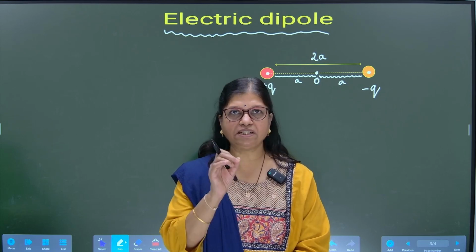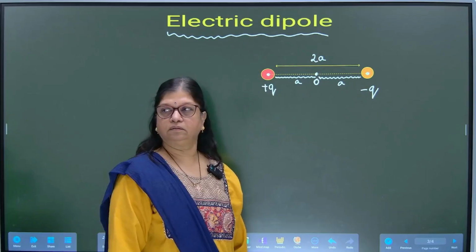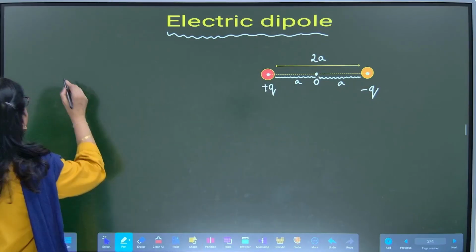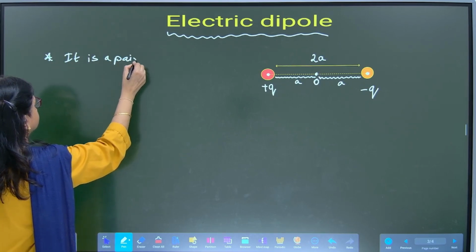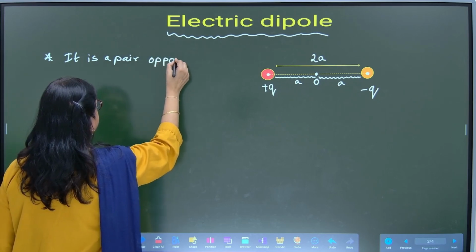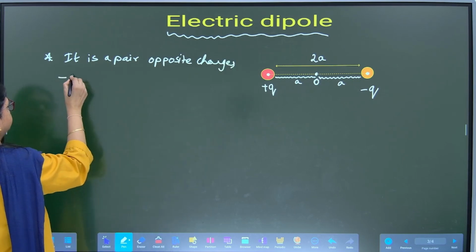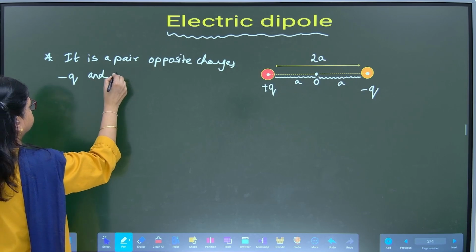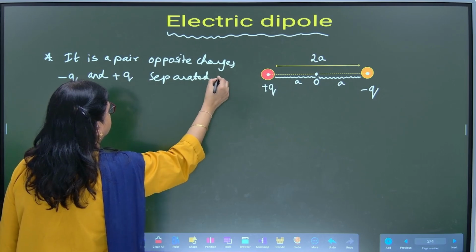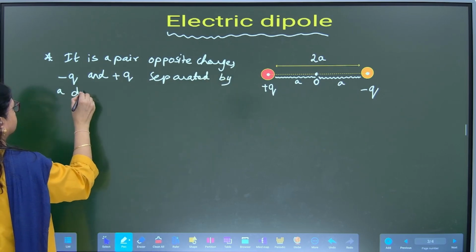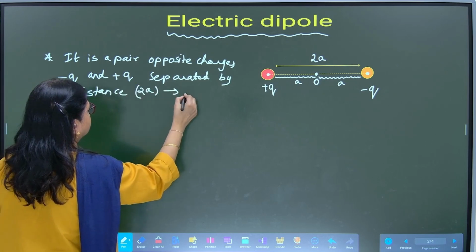So now first we will define what is an electric dipole. As you can see, dipole is a pair of opposite charges, minus q and plus q, separated by a distance of 2a, where 2a is nothing but the distance between the two charges.